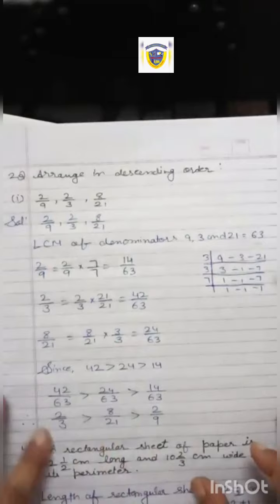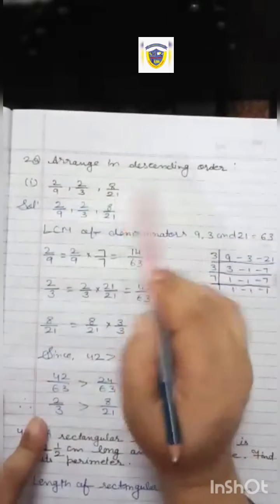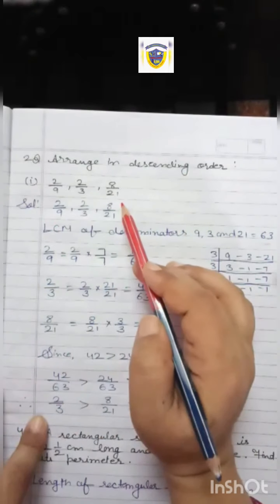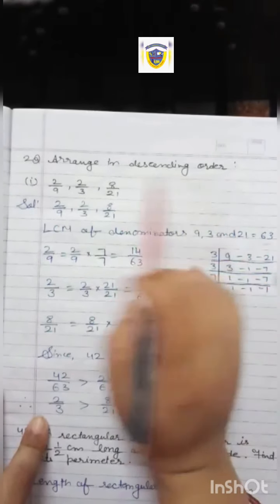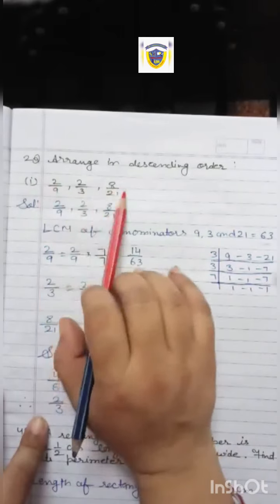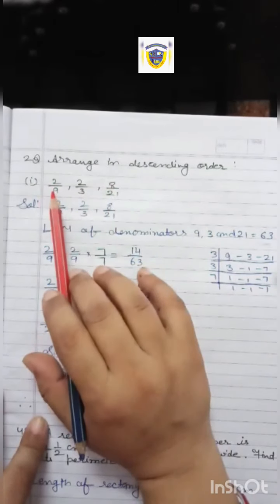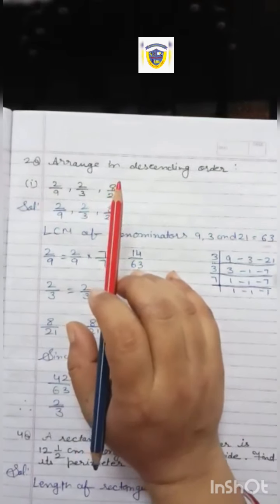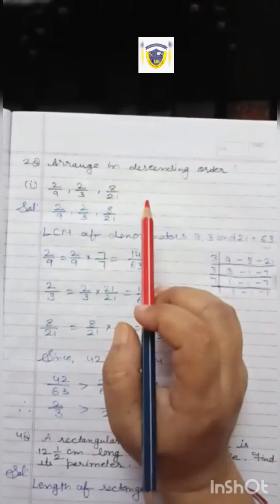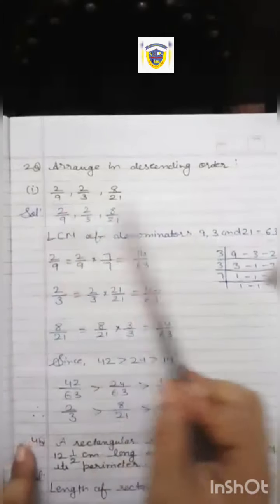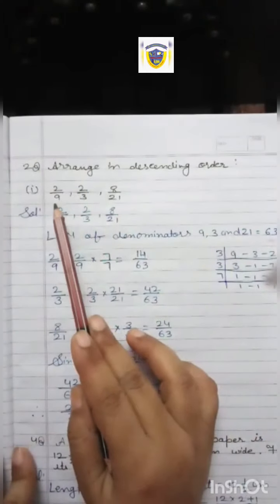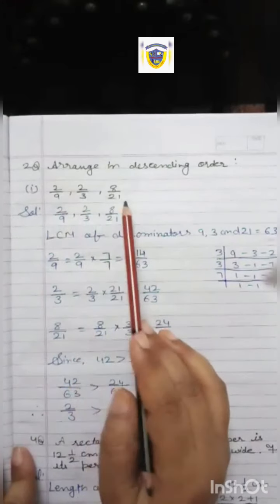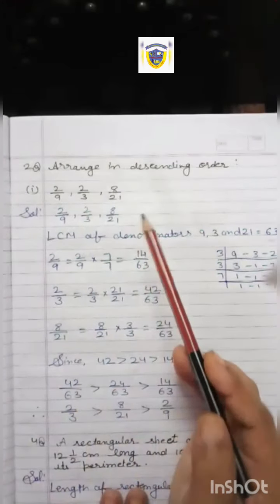Next we have second question. Arrange in descending order. Descending means biggest to smallest. But here we have three fractions and these three fractions are unlike. Unlike means they have different denominator. We will convert these fractions into like fractions by converting the denominator same. Like fractions are those fractions whose denominator is same.